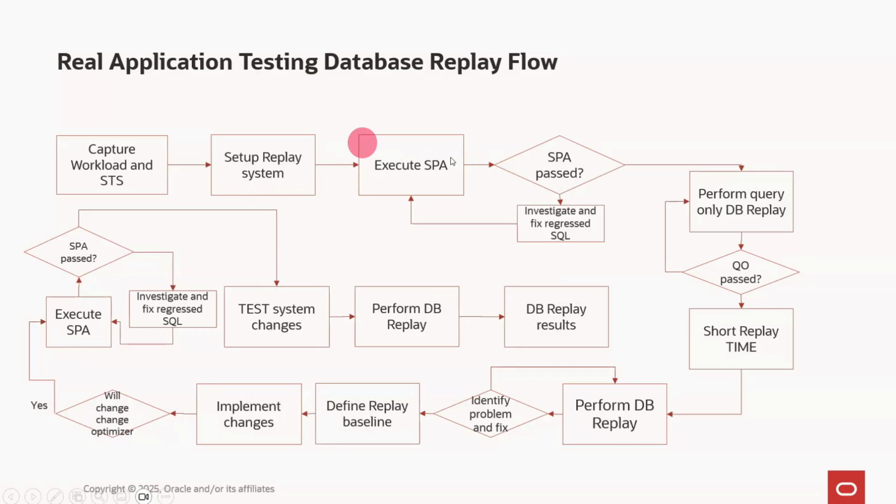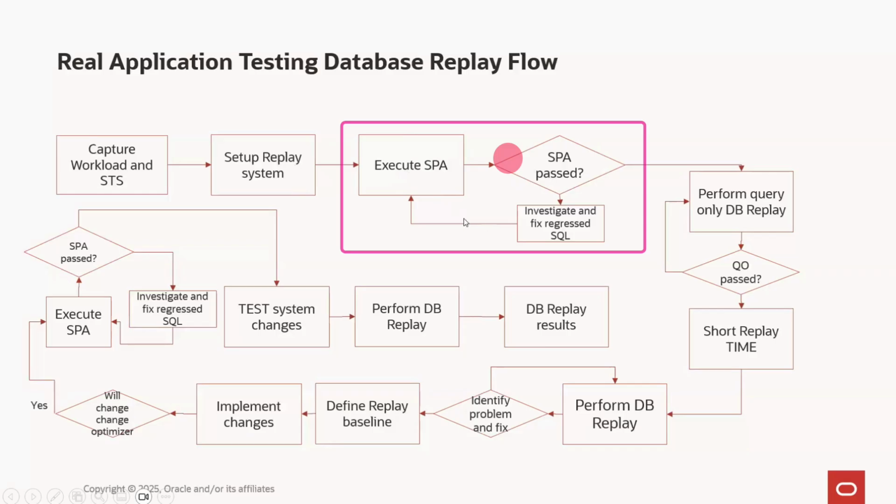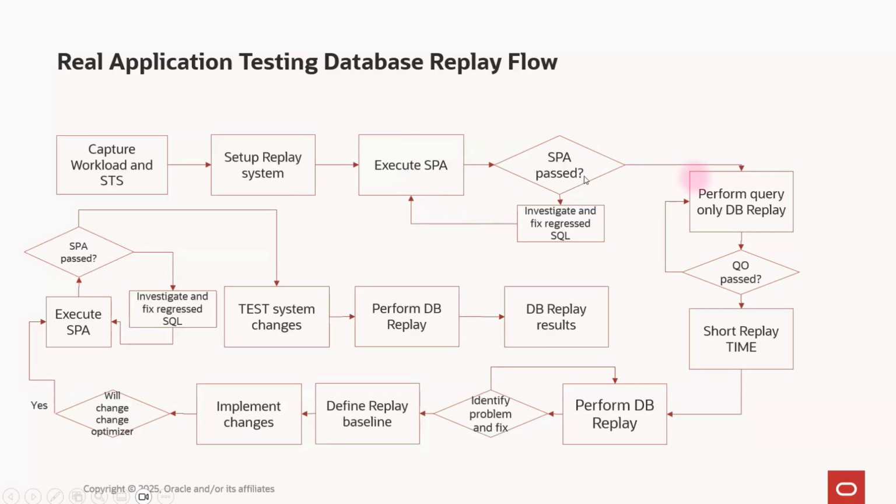We already covered that, right? So you must execute SQL Performance Analyzer first. So we execute a SPA. If we have regression, then we fix that regression, and we cannot pass over here unless we fix all the regression. Once we fix the regression, then we will run database replay.